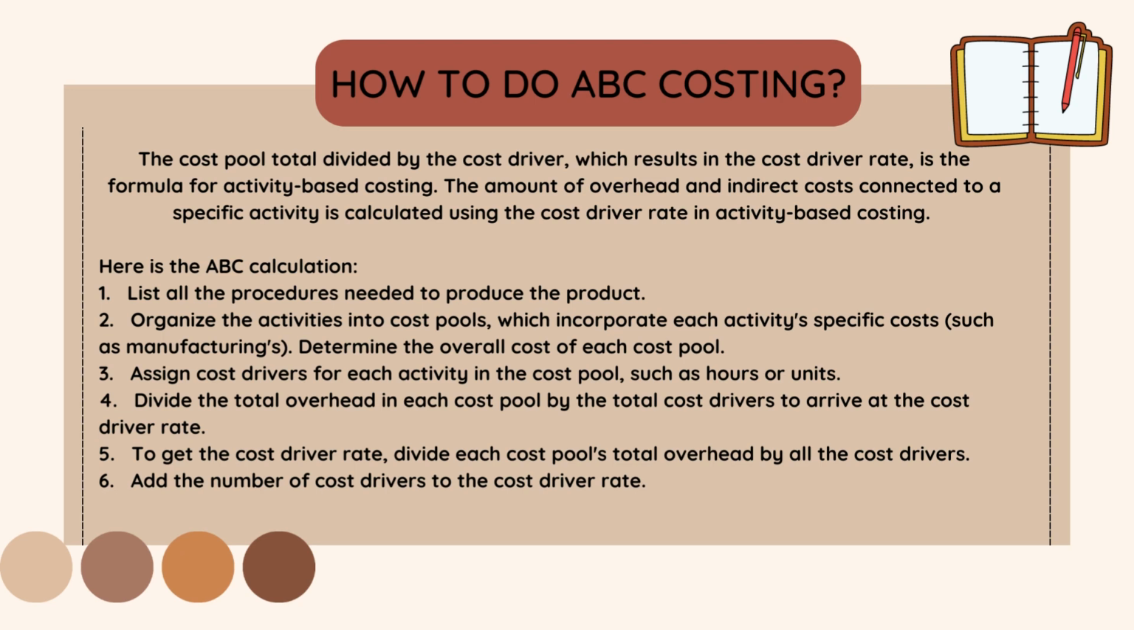First, list all the procedures needed to produce the product. Second, organize the activities into cost pools, which incorporate each activity's specific costs, such as manufacturing. Determine the overall cost of each cost pool. Third, assign cost drivers for each activity in the cost pool, such as hours or unit. 4. Divide the total overhead in each cost pool by the total cost drivers to arrive at the cost driver rate. 5. To get the cost driver rate, divide each cost pool total overhead by all the cost drivers. 6. Add the number of cost drivers to the cost driver rate.